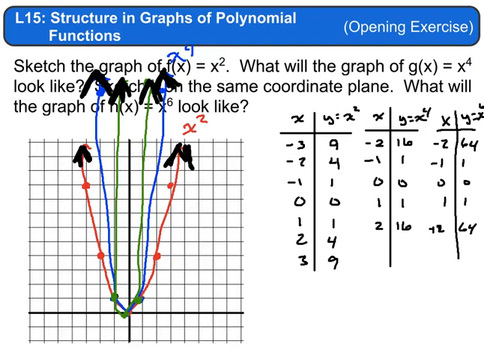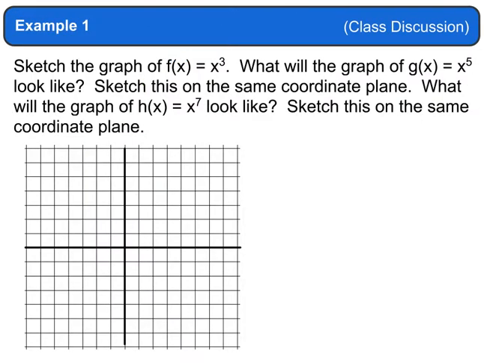But the (-1, -1), (0, 0), and (1, 1) all stay the same regardless of the exponent. It's just the other numbers increase quicker at that point going forward. So they ask us to look at example number 1, which says to graph x to the third power, x to the fifth power, and x to the seventh power.